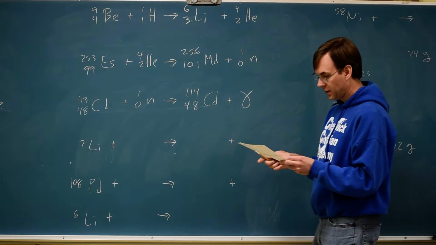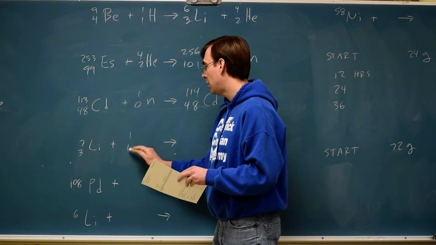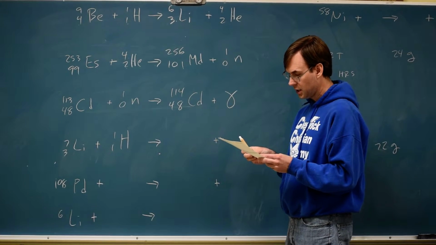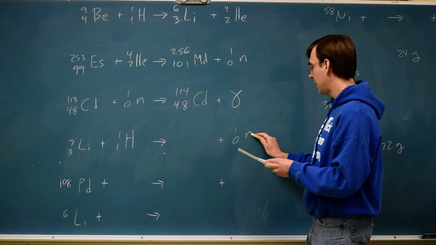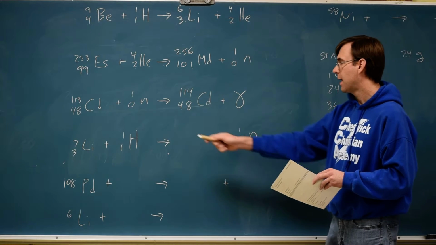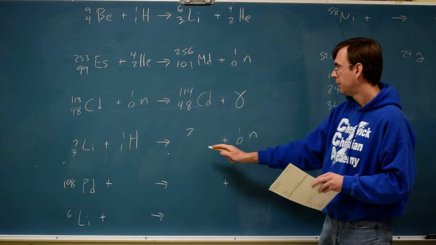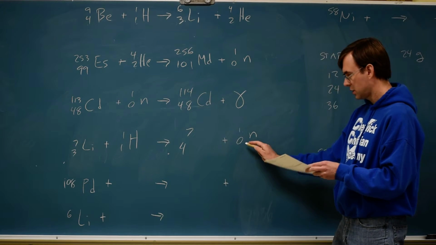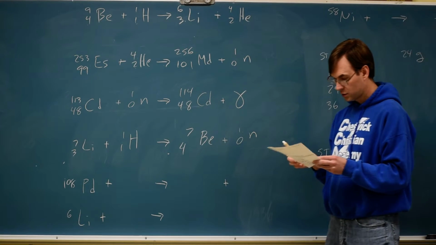For 9, we have lithium, which is number 3, plus a proton. That's our abbreviation for proton from our cheat sheet. We're going to release a neutron. So on the right of the arrow, we're going to do a neutron. And to make the math add up, that has 7 plus 1, so this better have 7 plus 1. The bottom has 3 plus 1 is 4, so 4 plus 0 is 4. And the fourth element on the table is beryllium.